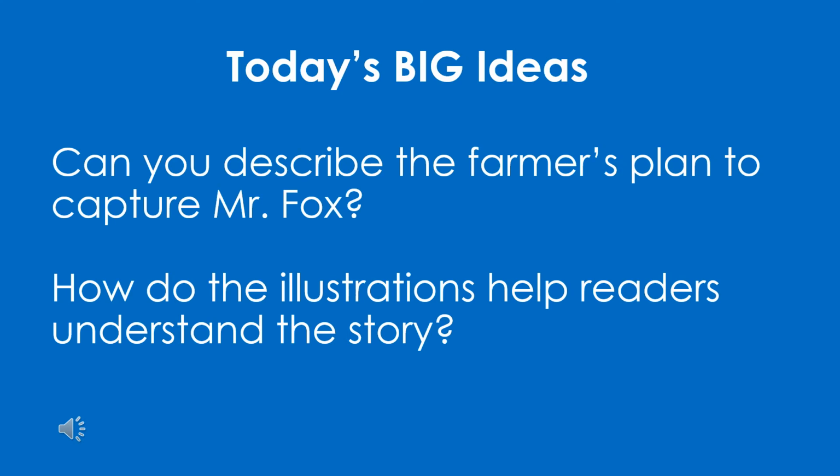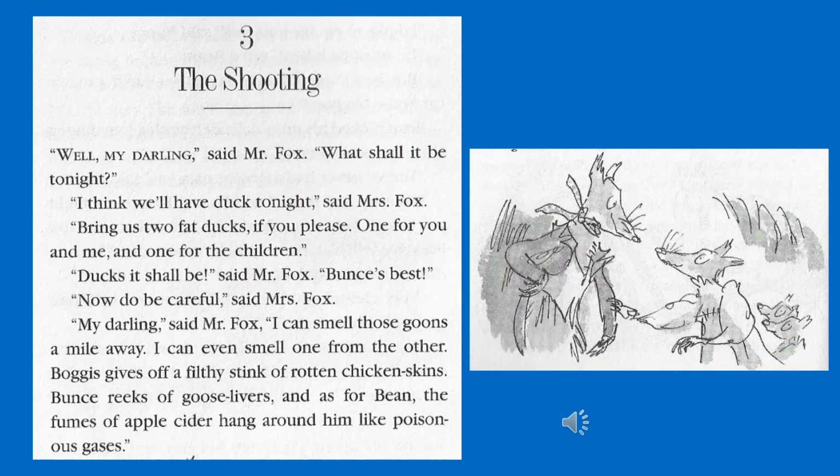Our focus for today when we're reading the story are these 2 big ideas. The first one is, can you describe the farmer's plan to capture Mr. Fox? Our second big idea is to think about how do the illustrations help the readers understand the story. These are the 2 questions we're going to think about while we're reading and at the end of our 2 chapters today. All right, Kipsters, I'm excited. It's time to jump into chapter 3.